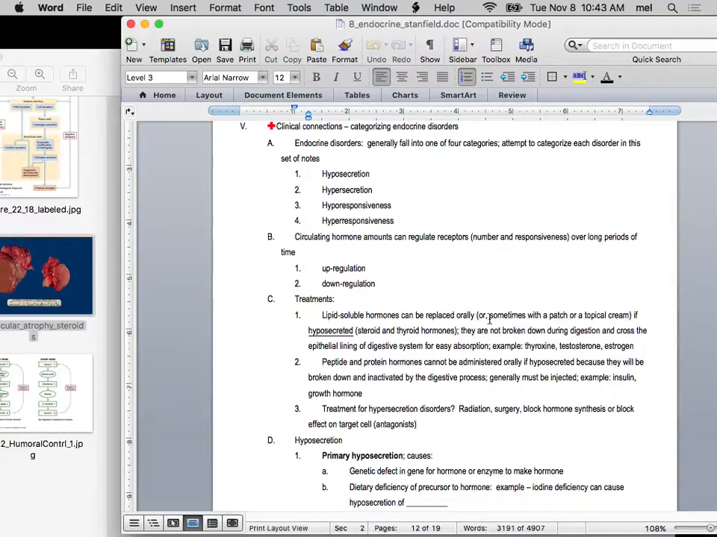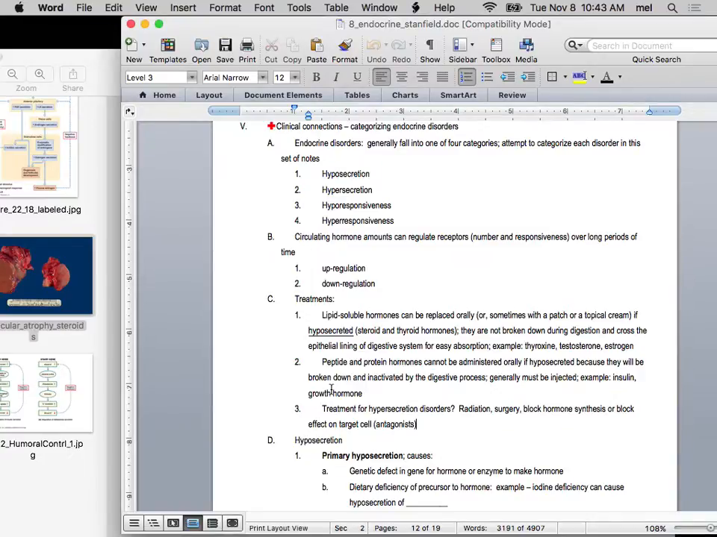Thyroid hormone, you can add it back orally as well. Does anybody know if there's a thyroid cream? I bet there is. Don't know. Never looked into it. Theoretically, there could be a thyroid cream, and now I wonder if there is one. Maybe it just doesn't work very well.